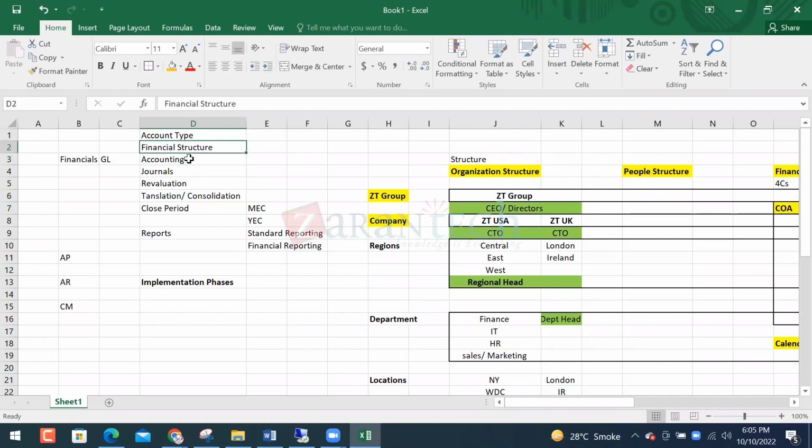Existing financial structure. If you open up any Workday application, how to verify or check the financial structure there. Then we will talk about account type and then accounting journal, and tomorrow we will discuss validations as well. That is the most important part of any GL module, validations. What are the different types of validations? Why do we need to have validations? Then we will move on to the next topic.